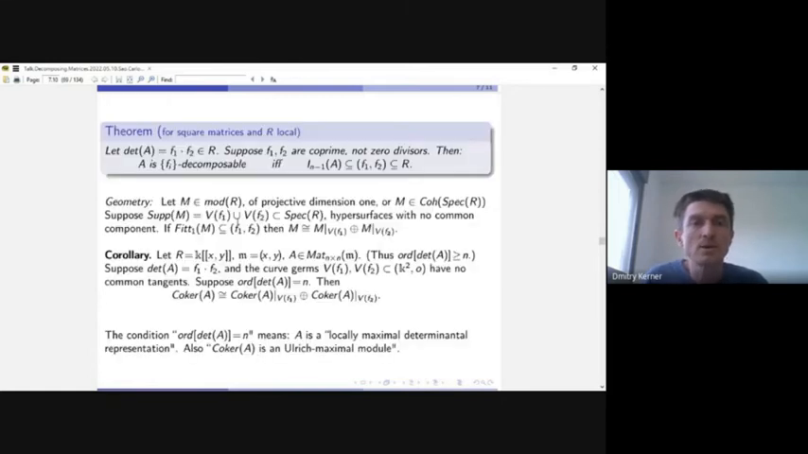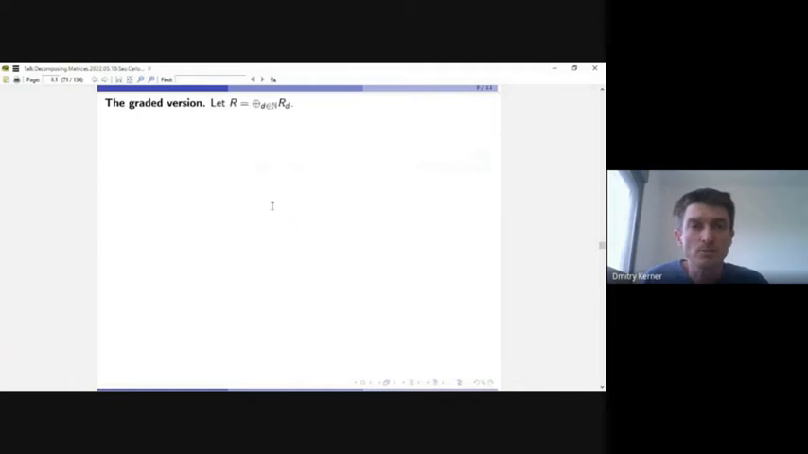Now, this was the local version. Yes, we worked over a local ring. There is a graded version, which is also important. So suppose the ring is graded. Yes, the direct sum of its homogeneous components. For example, the ring of polynomials. Suppose the matrix is also graded. Yes, it means that each entry is homogeneous. The degrees of entries could differ, but they must be compatible in this sense. As the simplest case, you can take just a homogeneous matrix, where the degrees of all the entries are the same.